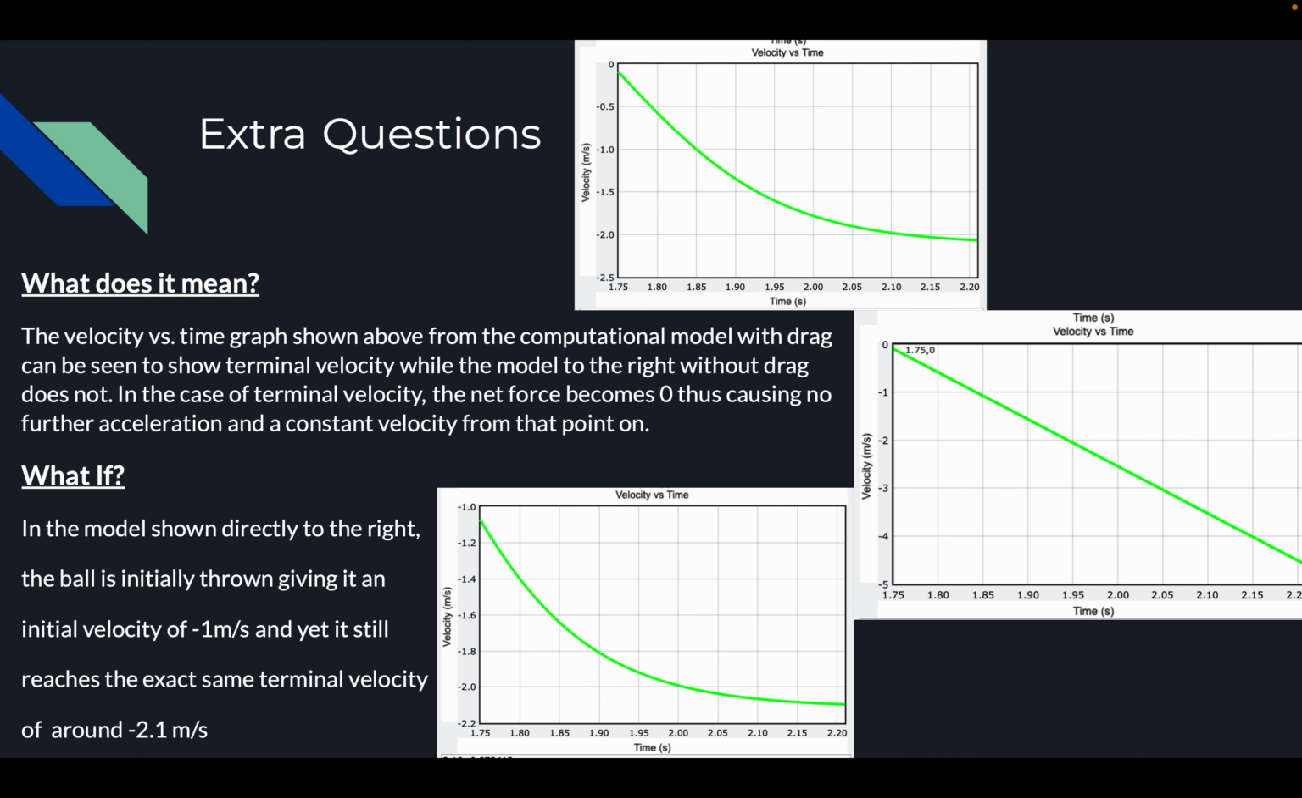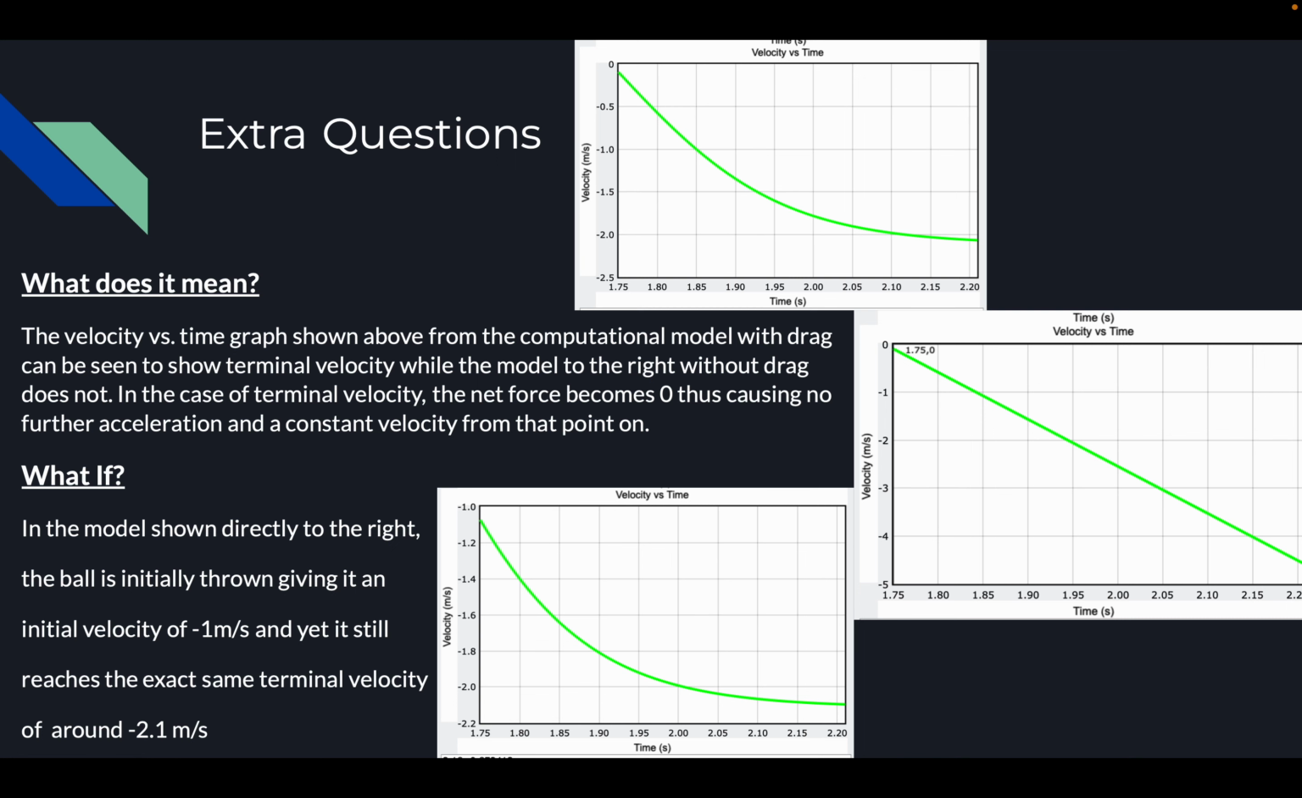For the extra what does it mean question, the velocity versus time graph from the model with drag, shown on the top, shows terminal velocity, while the graph in the middle from the model without drag does not show terminal velocity. In the case of terminal velocity, the net force becomes zero, thus causing no further acceleration and a constant velocity from that point on.